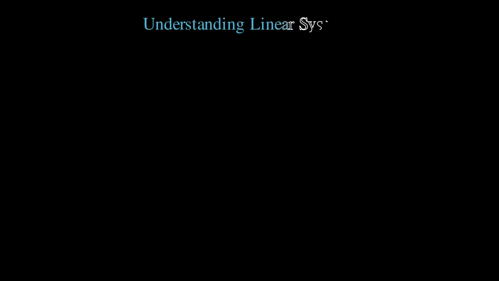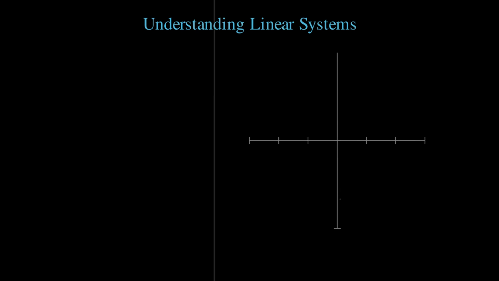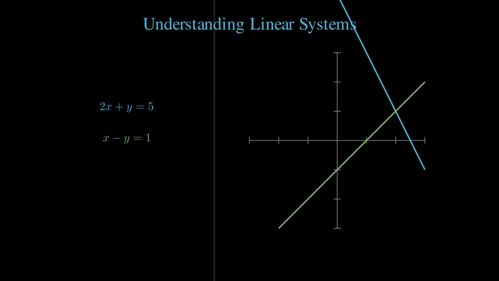A system of linear equations is a collection of two or more straight-line equations which we analyze together. Here we have two such equations, 2x plus y equals 5 and x minus y equals 1. When plotted, each line represents one equation on a graph.